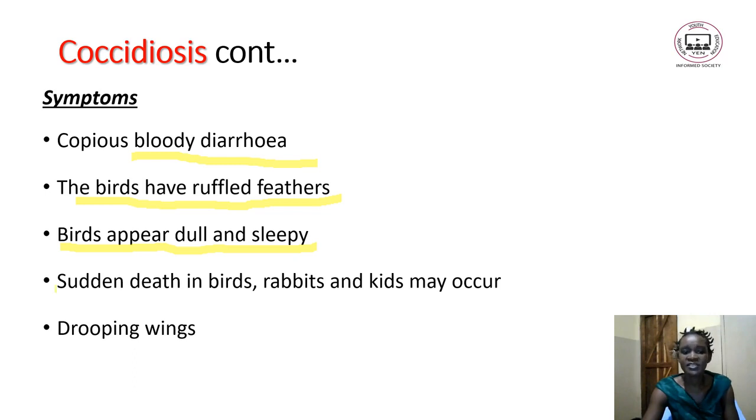And most of the times there is sudden death in birds, more especially young birds. And another symptom is drooping wings. So these are some of the symptoms which the farmer might know that the birds have been attacked by coccidiosis.